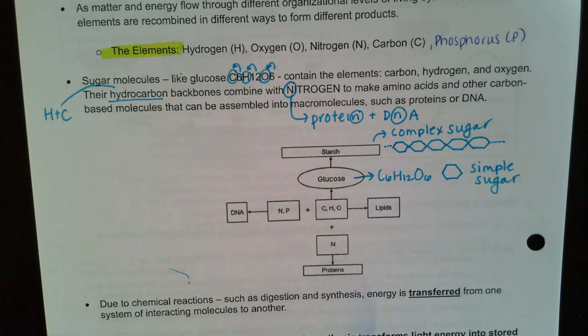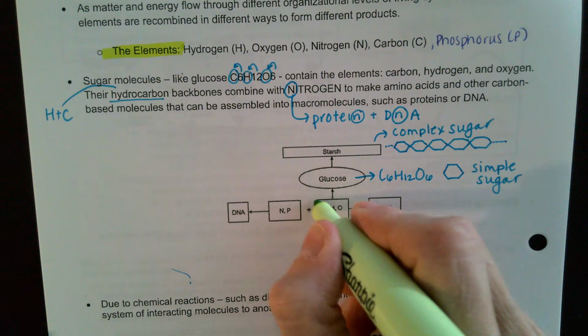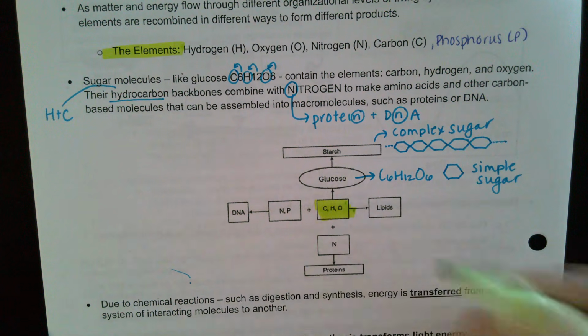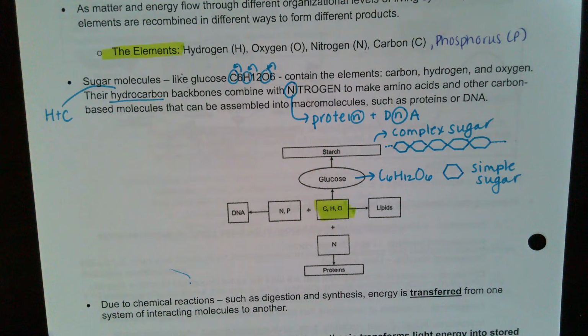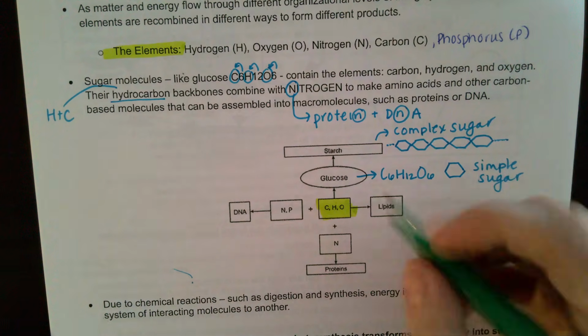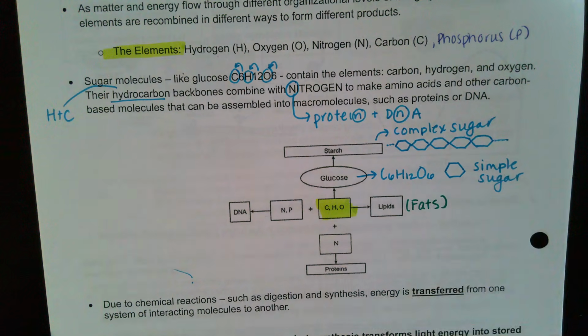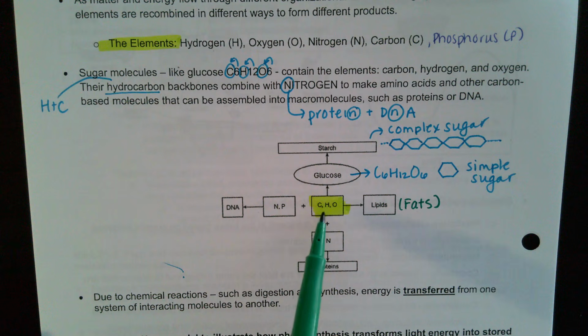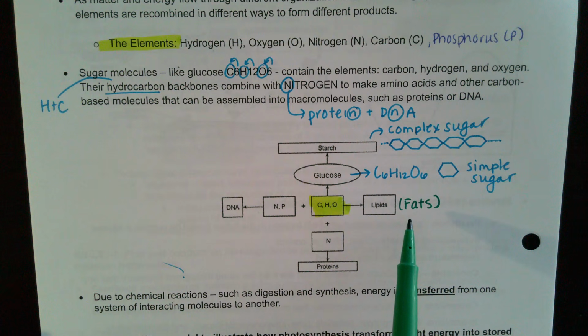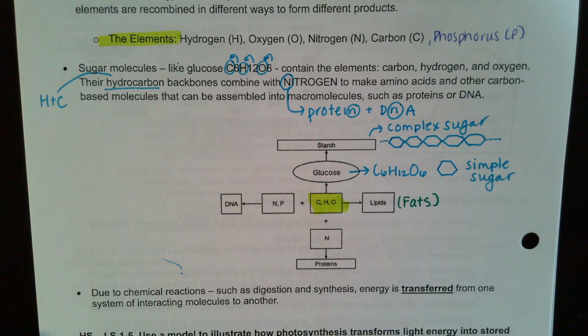Going back to my box in the middle, which has my elements, carbon, hydrogen, oxygen. On my right-hand side, I have my lipids. If you don't remember what a lipid is, it's just a fancy word for fats. And just like glucose is made up of carbon, hydrogen, and oxygen only, lipids are also made up of only carbon, hydrogen, and oxygen.